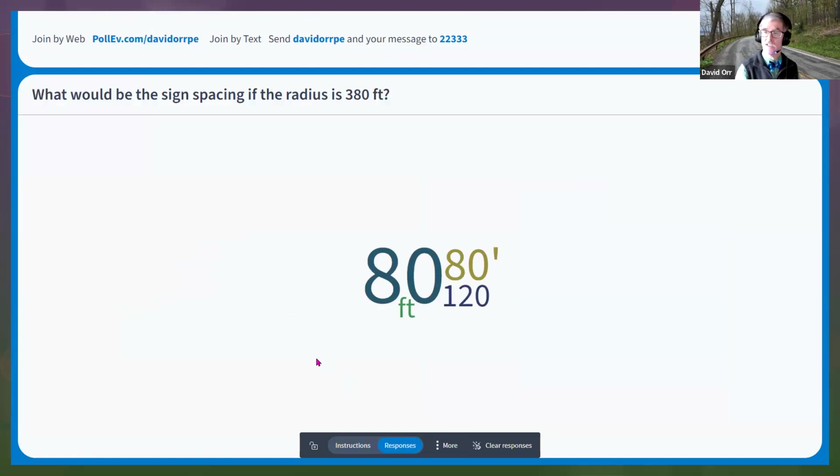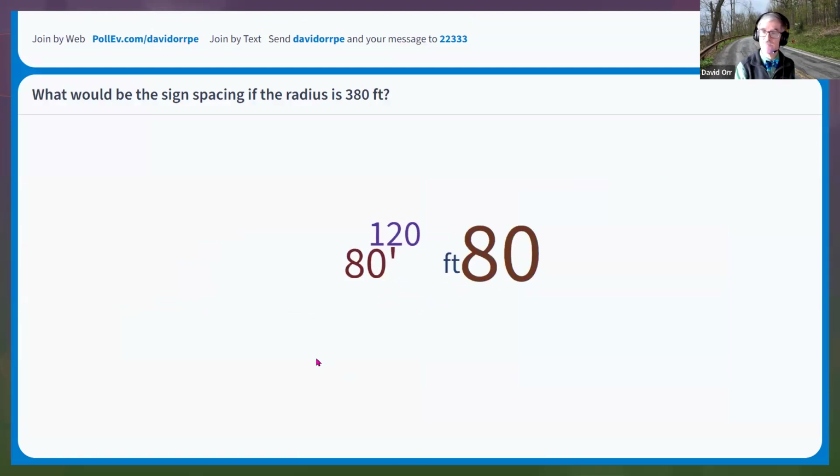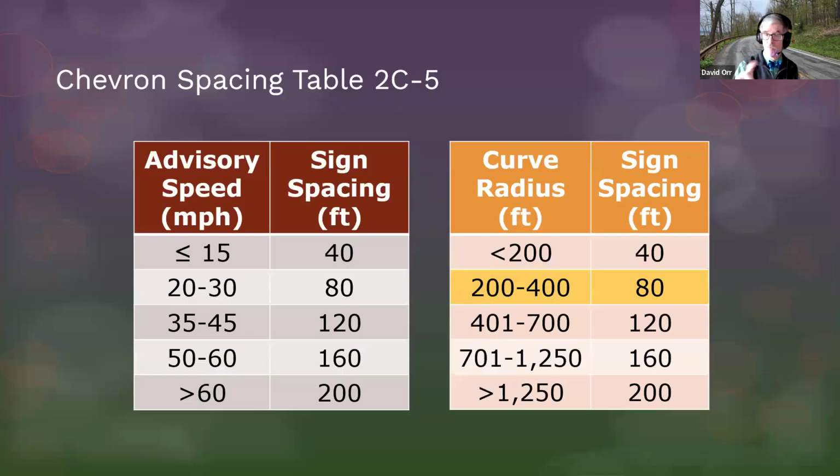80 feet, very good. Yes, 80 feet. Okay, so if we go back and look at our tables, we'll blow it up. 380 feet falls into the radius range of 200 to 400, so it's in the 80-foot range. But obviously, we're towards the edge of that range, so we might want to go a little bit higher than 80 feet. Okay, if we were down closer to 220, 250 feet, we might want to go tighter with our spacing. That's a starting point.